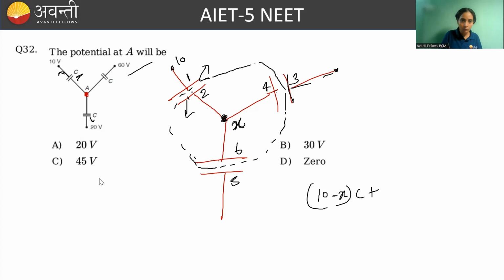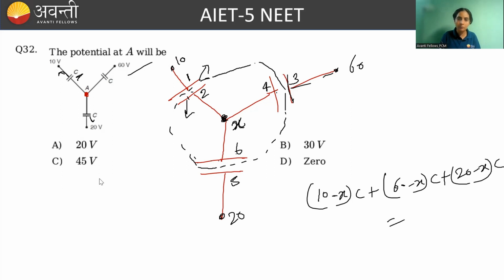What will be the charge on the fourth plate? This potential is 60, so 60 minus X potential difference into C. What will be the charge on plate 6? This is 20, so 20 minus X into C. And this sum is equal to 0.